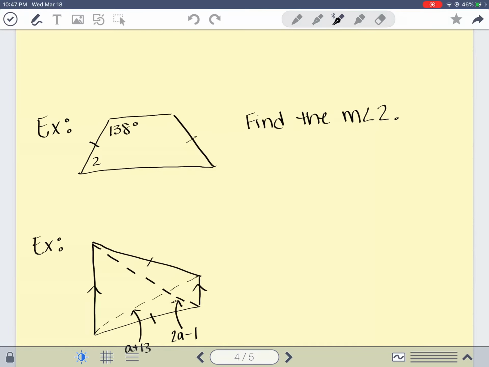In our next example, again, we've got an isosceles trapezoid. We know these consecutive angles add up to 180. So to find the measure of angle 2, 180 minus 138, we get 42 degrees. So these aren't too bad so far.